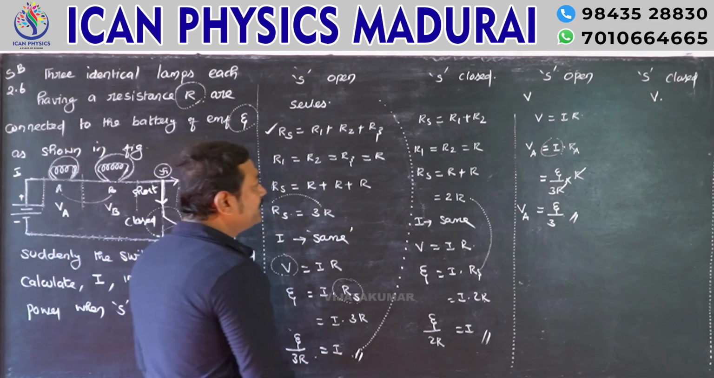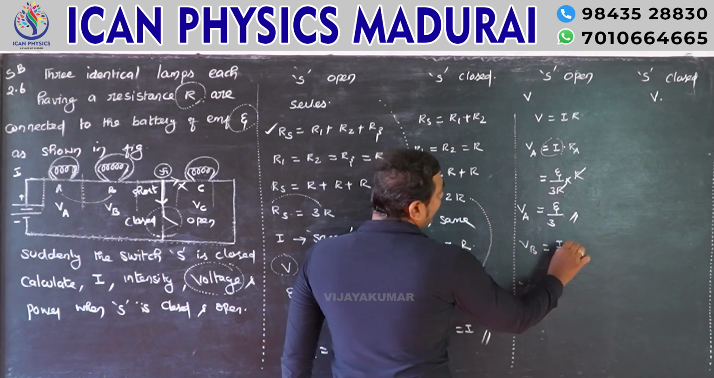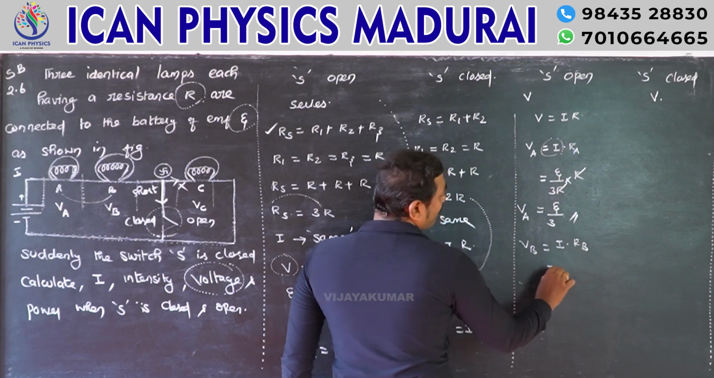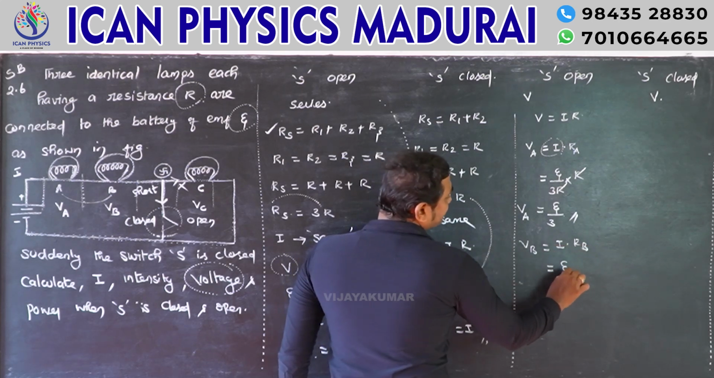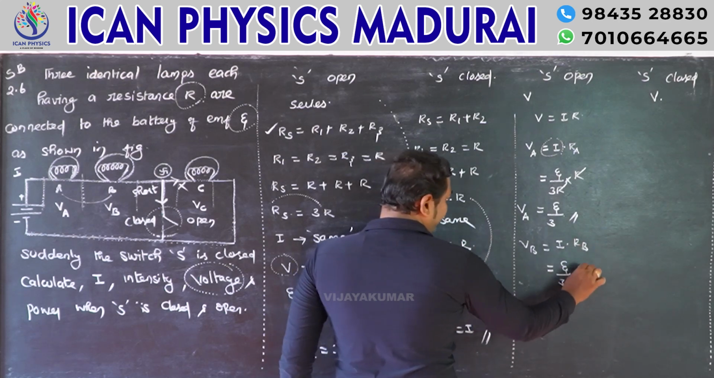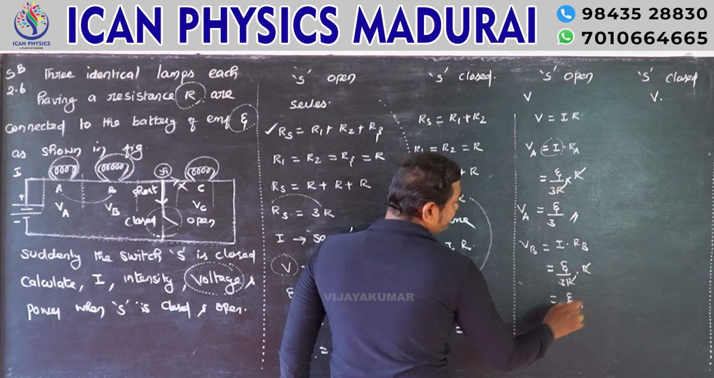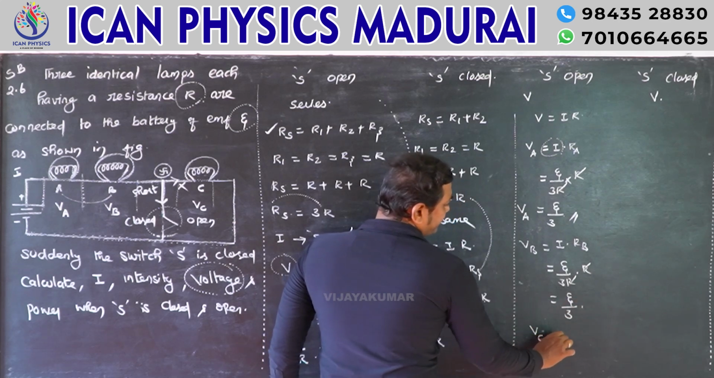No doubts. Then what about the voltage drop across B? That is I into RB. So what is the value of I? ψ/3R into RB, R getting cancelled. So ψ/3.